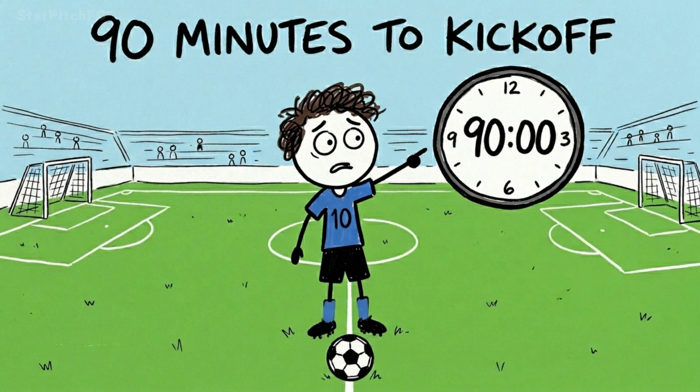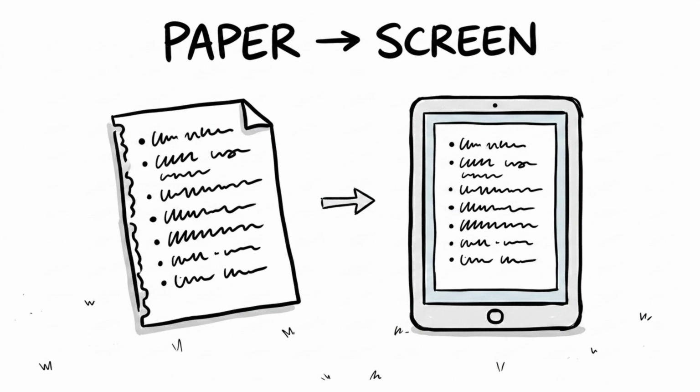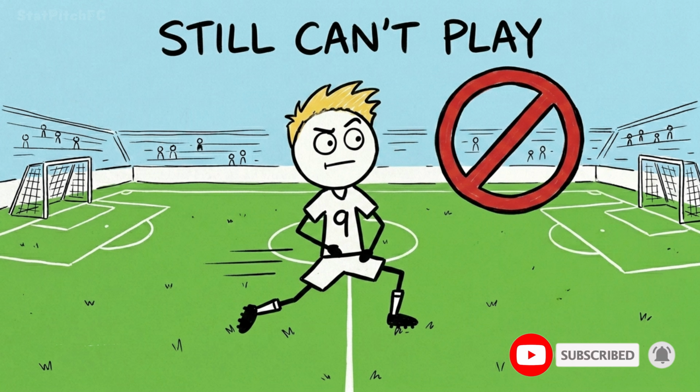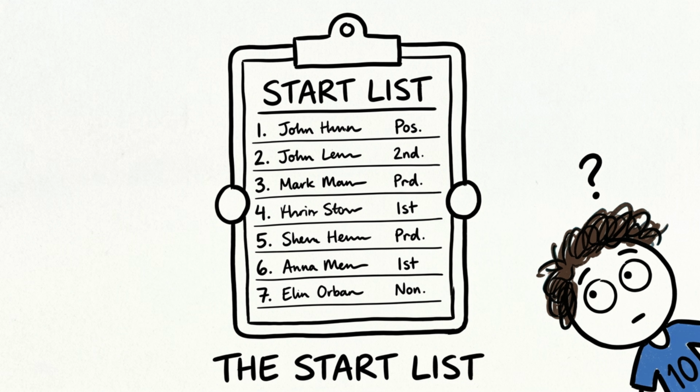90 minutes before kickoff, a World Cup match can be won or lost, and not a single ball has been kicked. There's a piece of paper, or rather a form on a screen. Get it wrong and your best player legally does not exist. He can warm up, he can wear the shirt, he still can't play. It's called the start list and most fans have never heard of it. Here is exactly how it works.